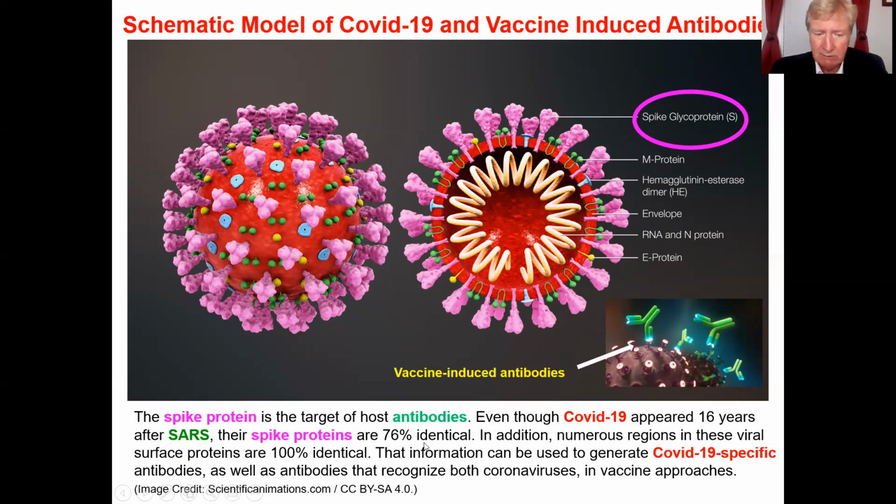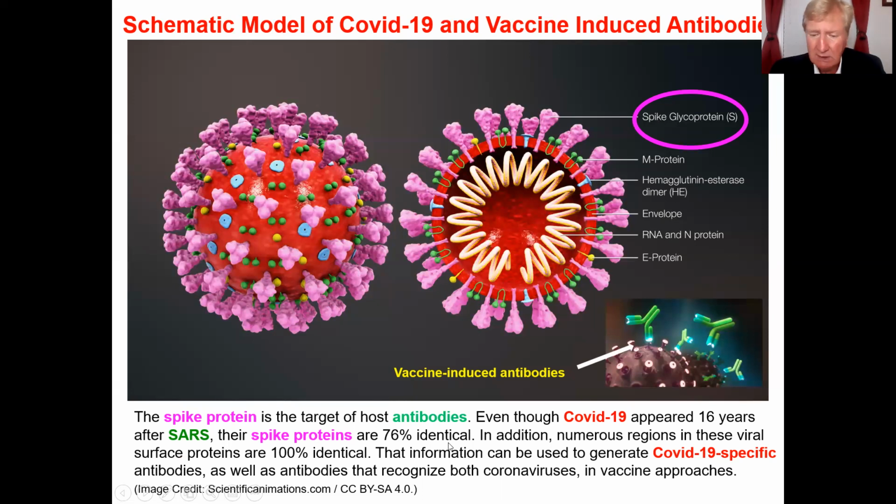Now, it turned out that SARS and COVID-19 were separated by 16 years. SARS was 16 years ago. And both of those coronaviruses have this spike protein. Even though they were separated by 16 years, the spike proteins are 76% identical at the amino acid sequence level. And in addition, there are numerous regions in these spike proteins of SARS and COVID-19 that are 100% identical, as I'll show you in a bit.